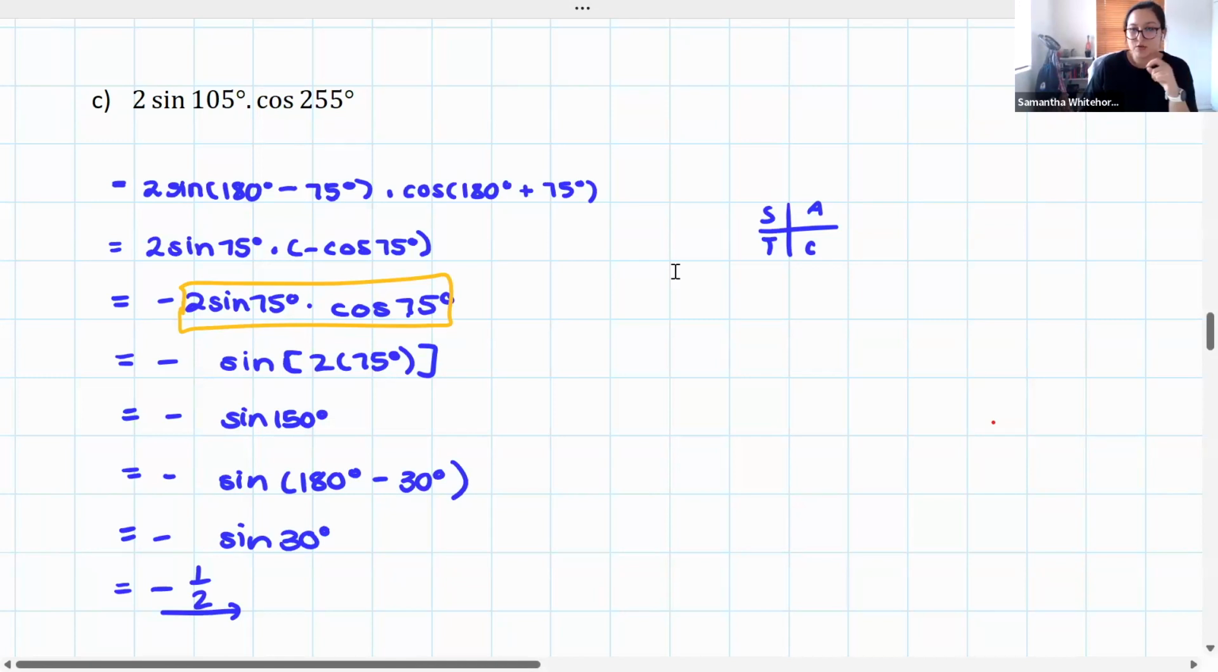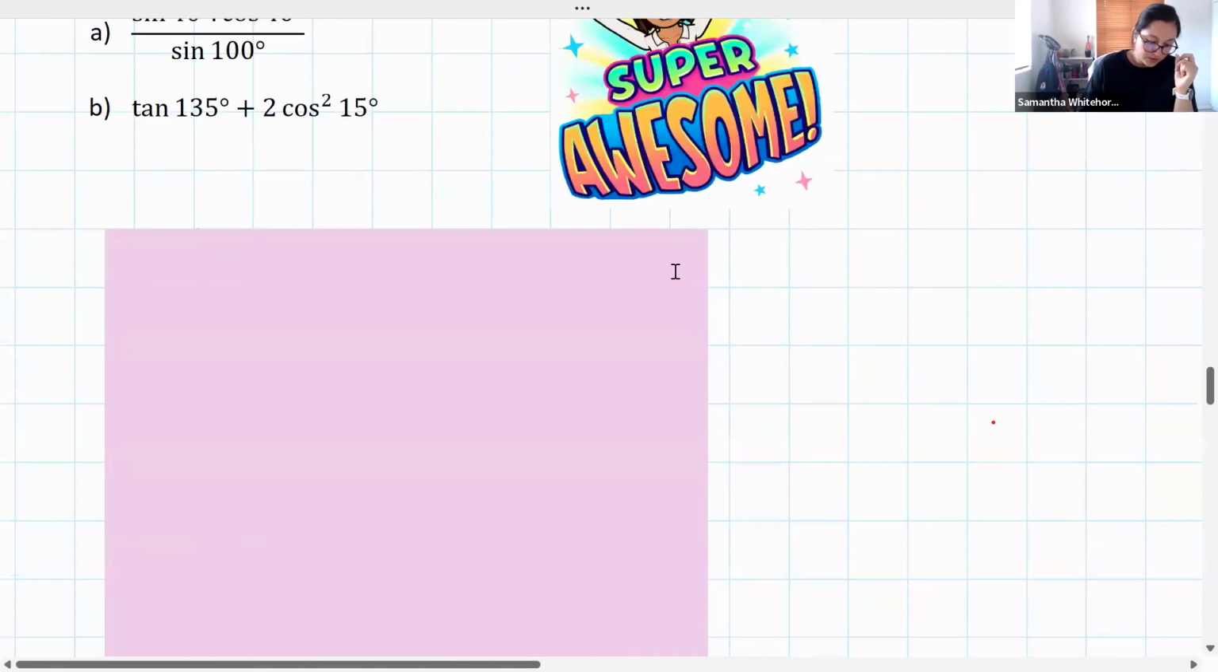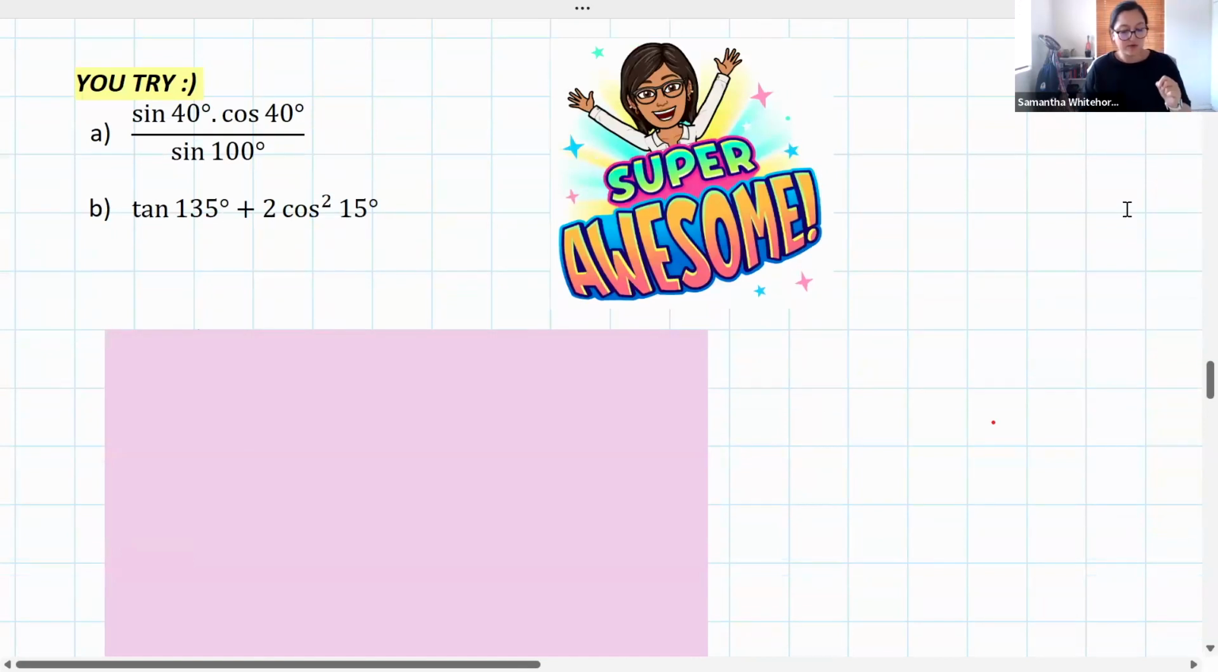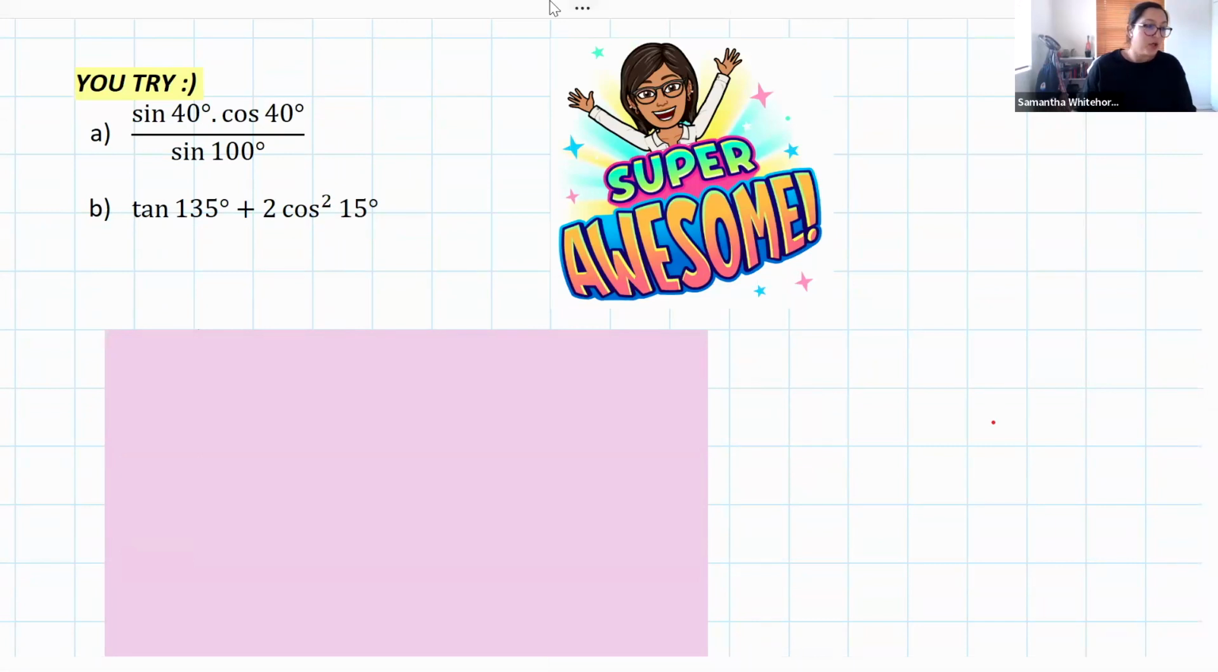Right, and remember guys, as you go along, as I'm talking, if you've got questions, please just ask. Okay, so these are the two that you are going to try. So you've got sine 40 cos 40 over sine 100, and then tan 135 plus 2 cos squared 15 as your second question. So you're trying both of them. What I want you guys to remember is that if you're not too sure where to start, apply reductions to angles that are not acute angles. See if you can try and link the values that you're working with double, and then go back to those two.